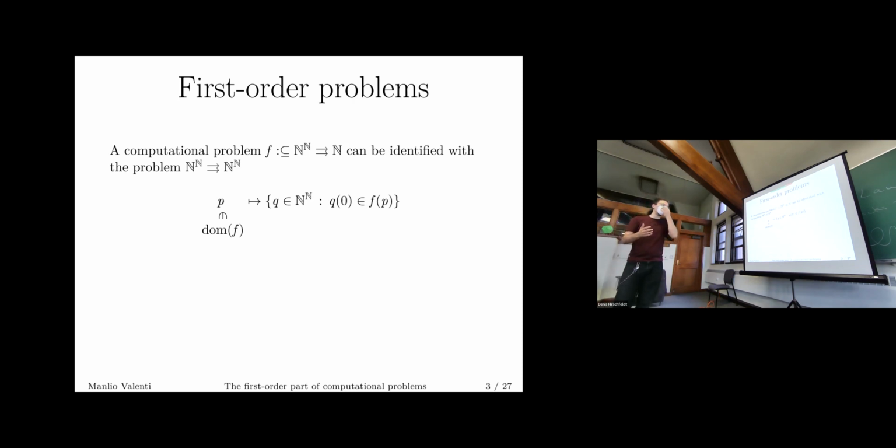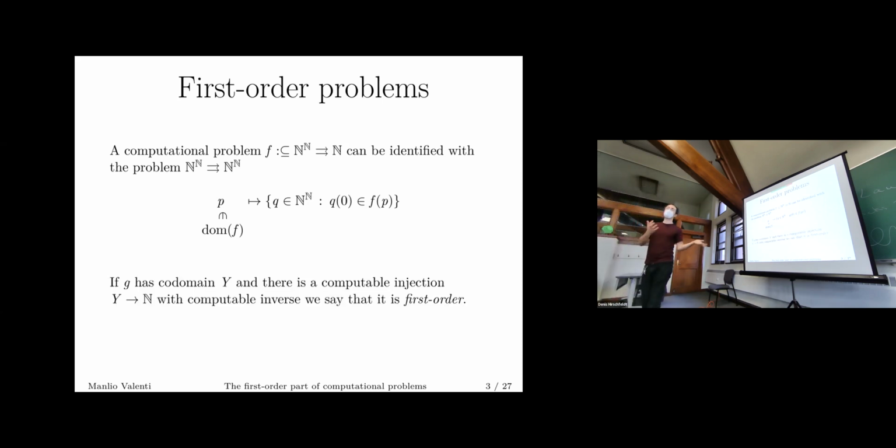However, in many practical situations, it turns out that having such a strong constraint on the codomain, requiring the codomain to be exactly the natural numbers, is too strong. So we picked a slightly weaker definition: if a function has codomain Y, and there is a computable injection from Y to the natural numbers with computable inverse, so essentially Y is effectively a subset of the natural numbers, then we say that G is first order.